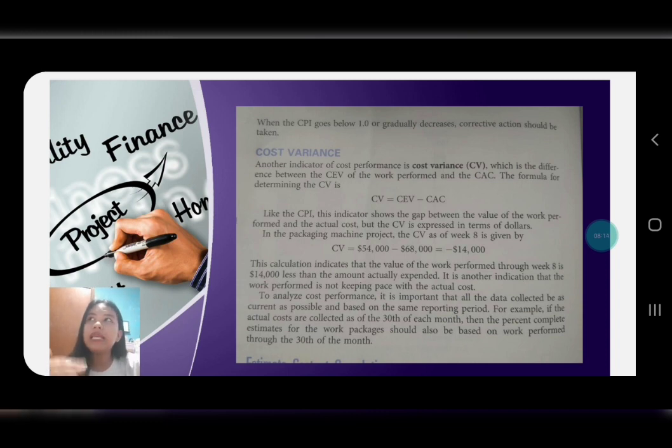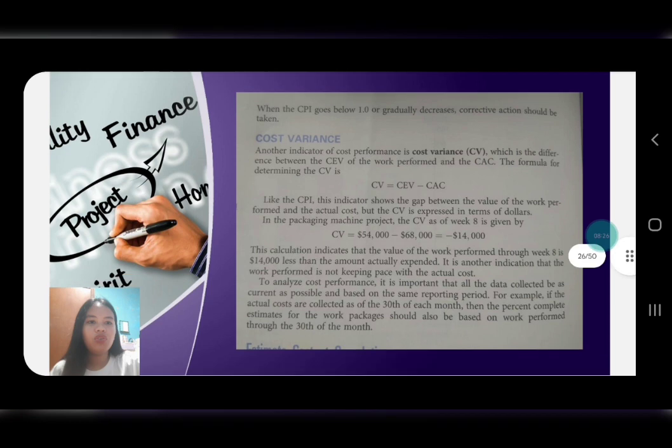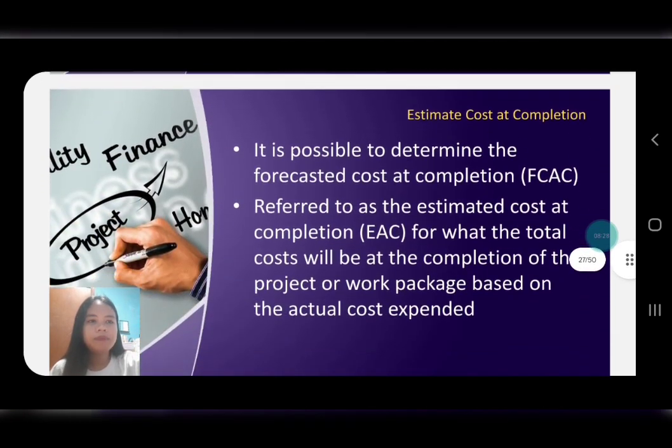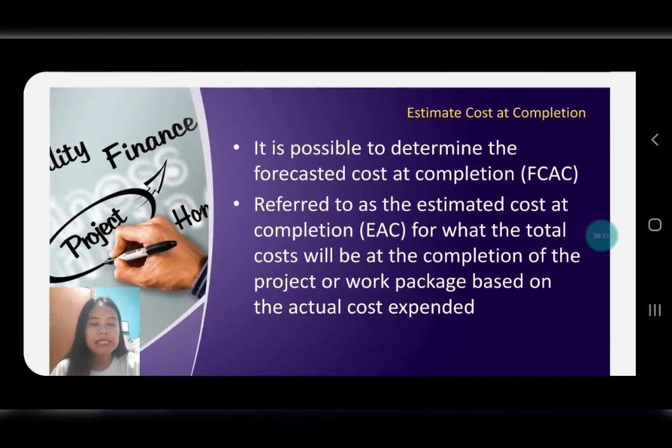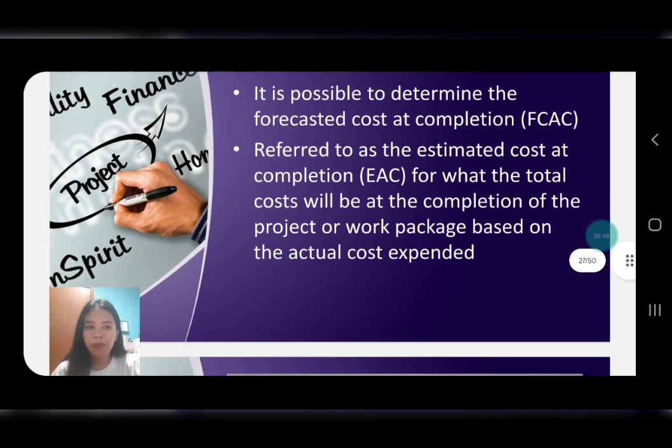So, to keep up the pace, we need to match up the specific date of the month on which we have an actual cost with the percentage of estimates that we have. Next, we're still in cost variance. It would be possible to determine the forecasted cost at completion, or the FCAC, also referred to as the estimated cost at completion, the EAC, for what the total cost will be at the completion of the project or work packages based on the actual cost expended.